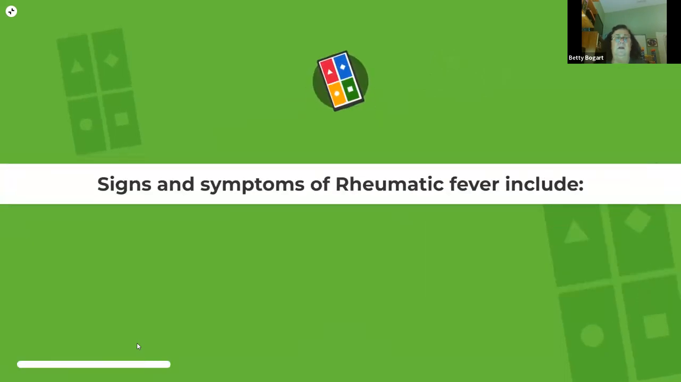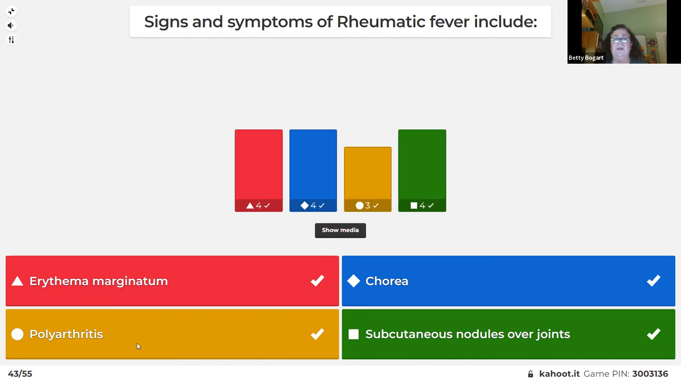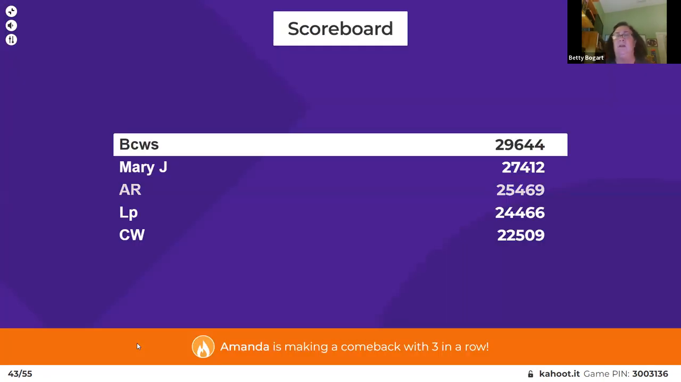Multi-select. Signs and symptoms of rheumatic fever include, there's a beautiful picture here also. Erythema marginatum, which is that big rash, chorea, which is the gait, swollen joints and nodules over the joints. Once it's treated with a month or two of antibiotics, because it's an undertreated or not treated strep infection, all of these things do go away and the child can go back to normal, as long as the valves of the heart have not been affected.